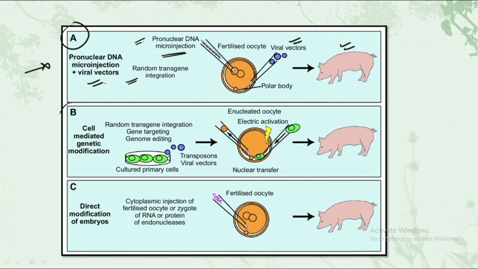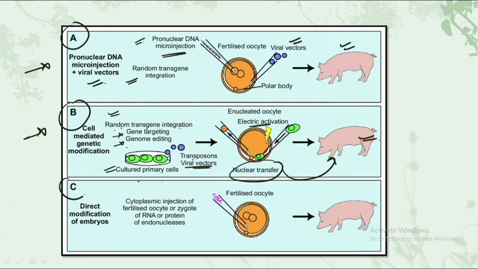The second method is cell-mediated genetic modification. In this, we are using cultured primary cells, and with the help of transposons and viral vectors, we are doing random transgene integration, gene targeting and gene editing. With the help of electric activation, we complete the process, and as a result we have the transgenic organism.